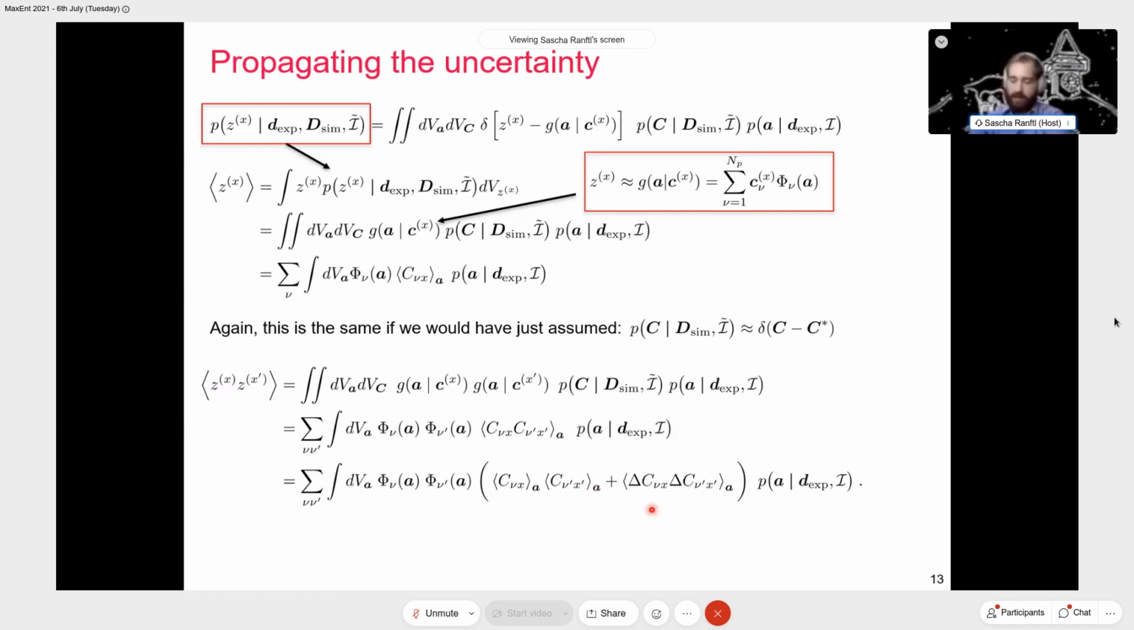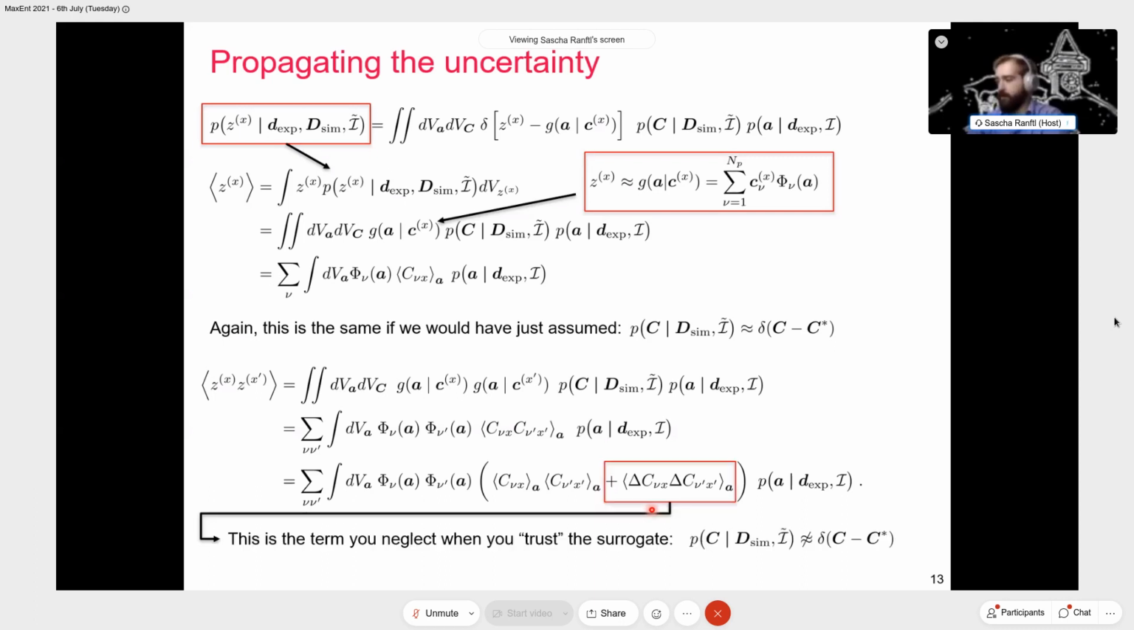Also, this formulation should be very familiar. So now, what is the difference if we would have just assumed a perfectly trustworthy surrogate? It is that this term disappears. If we assume that the surrogate is perfect, so the probability for the C's, given our simulation data, is a delta, then this term vanishes. But if that's not the case, then we have this additional term here.